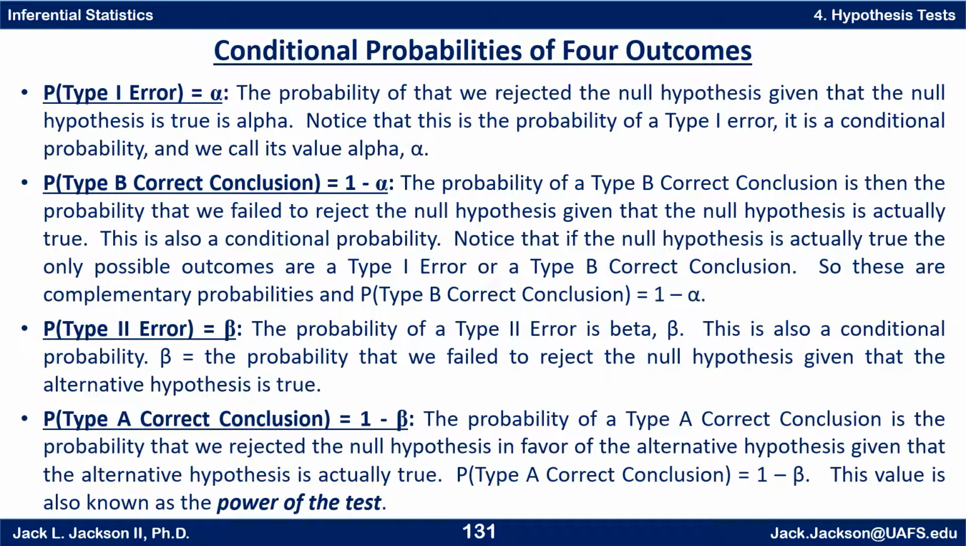On the other hand, the probability of a type 2 error we're going to call beta. This is also a conditional probability: the probability that we failed to reject the null hypothesis given that the alternative hypothesis is true. So the probability of a type A correct conclusion is the complementary probability, 1 minus beta. That is the probability that we reject the null hypothesis in favor of the alternative hypothesis given that the alternative hypothesis is actually true. It's 1 minus beta. That is also sometimes known as the power of the test.